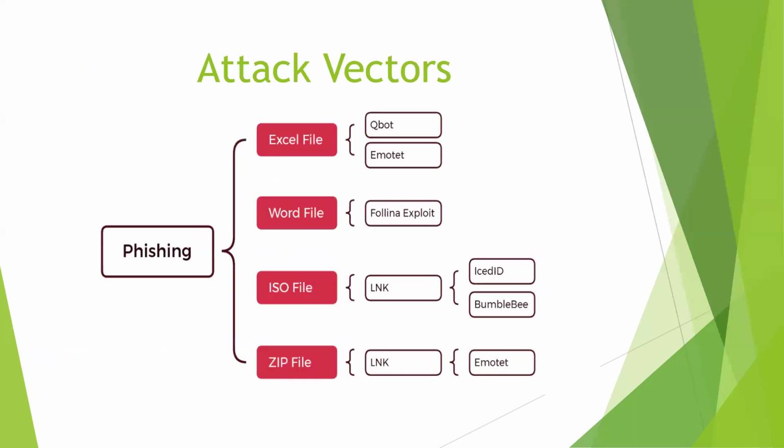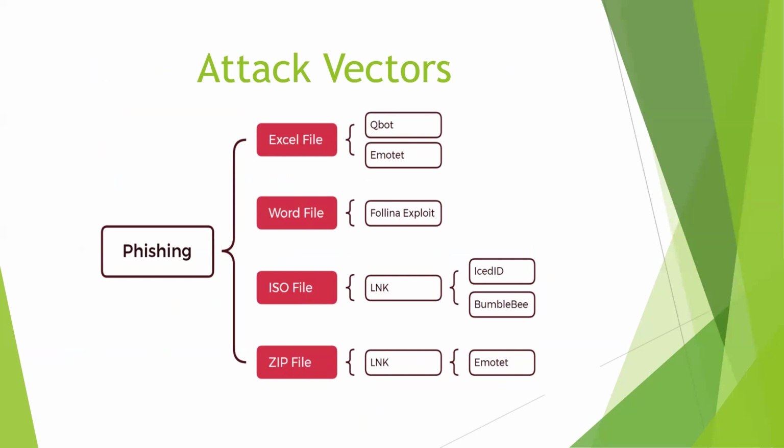So for the attack vectors, we have two commonly for infostealers, which are phishing and non-phishing. And I'm going to explain phishing first because that is what is most common.